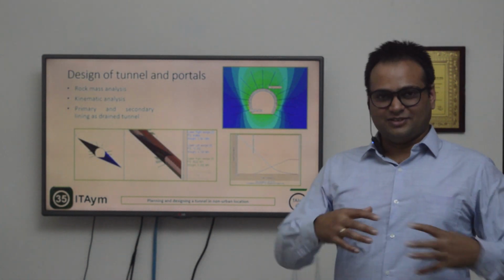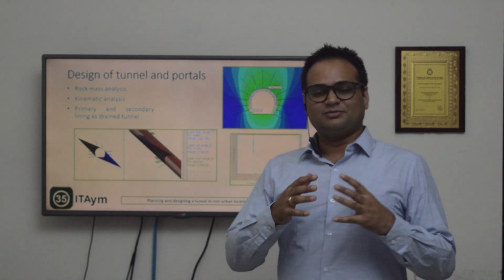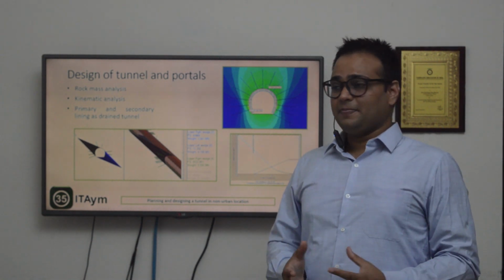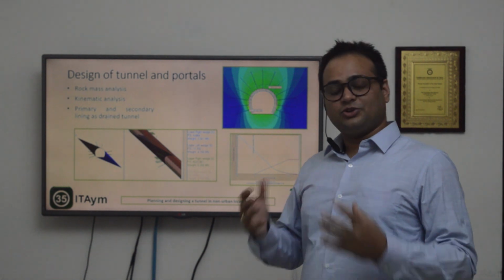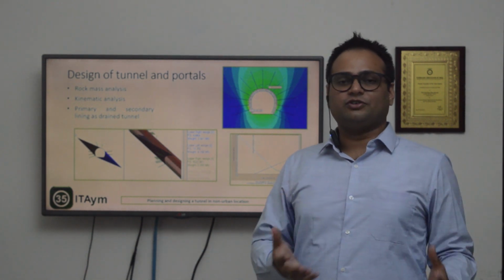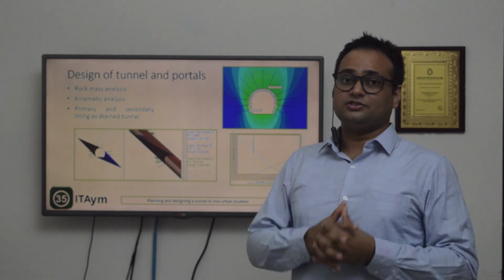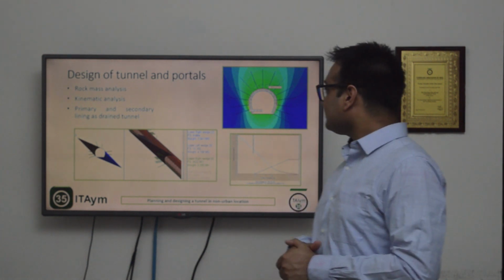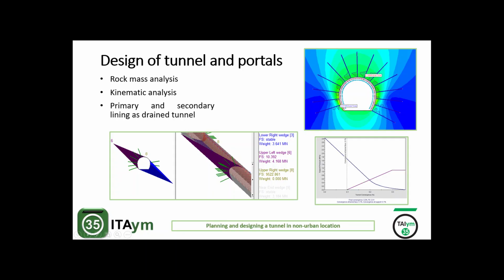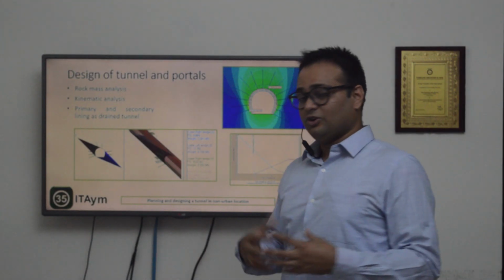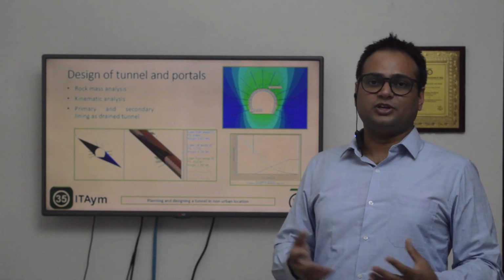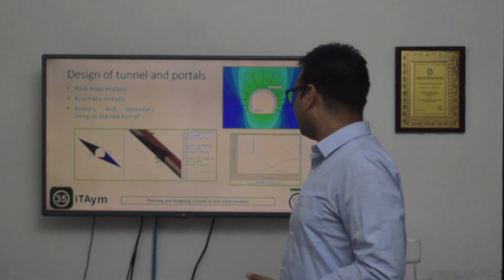So once the cross section of the tunnel was developed, with the geotechnical as well as the topographic survey data we had, we moved to the design. The design included a rock mass analysis using FEM software, and then kinematic analysis using various softwares. We saw what type of wedges can form in the tunnel and what type of support we require.